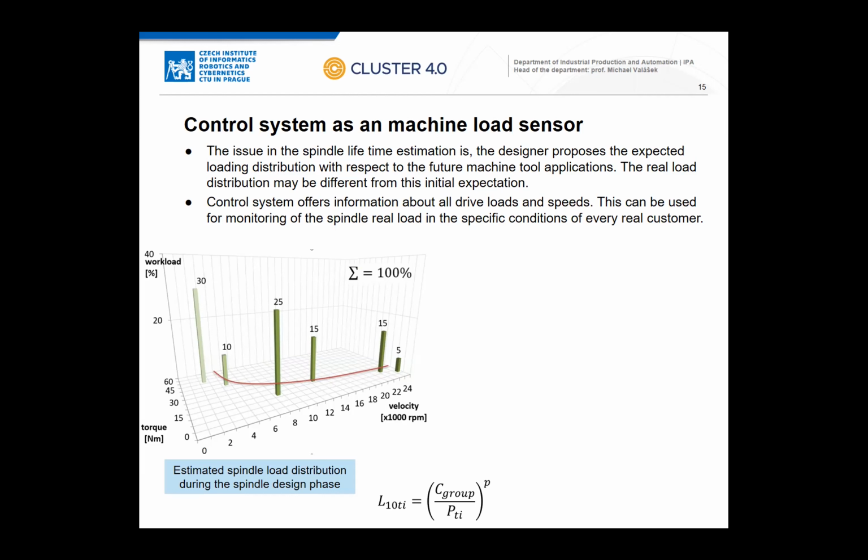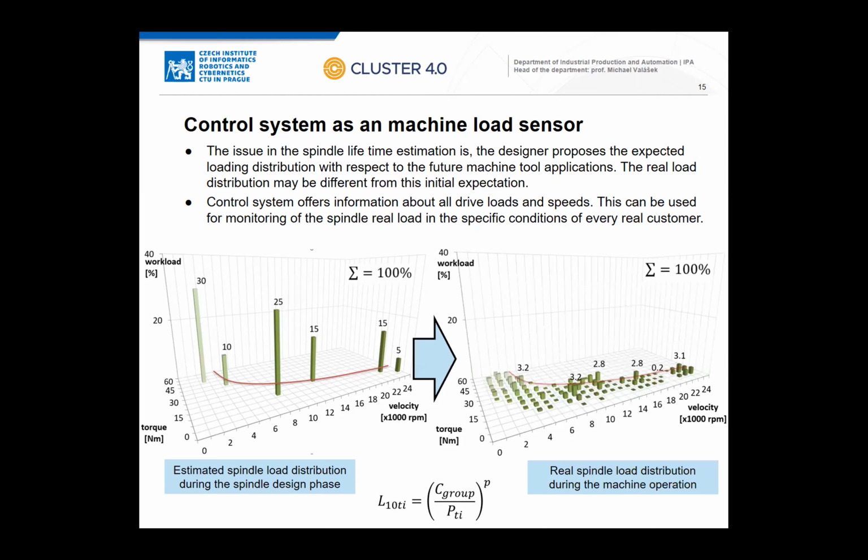So this is a simplified graph of the simplified distribution of loading of the spindle, various speeds and various torques, and using this formula here, sorry, it isn't well visible, it's possible to calculate the lifetime of the bearing. For normal application, it should be about 12,000 hours. But in reality, every machine with a spindle can be used for different operations, so we can have a completely different distribution of the load.